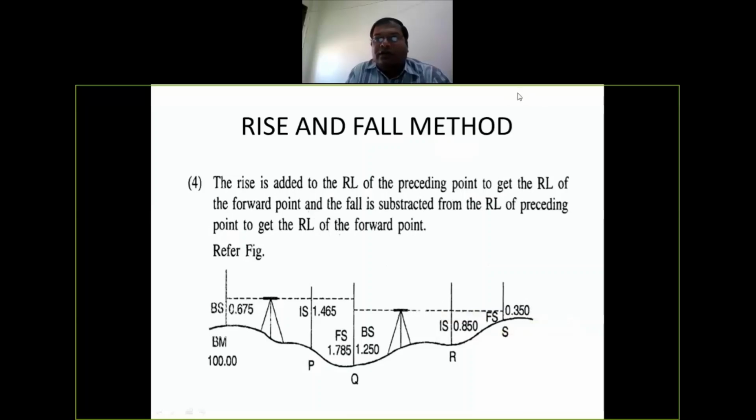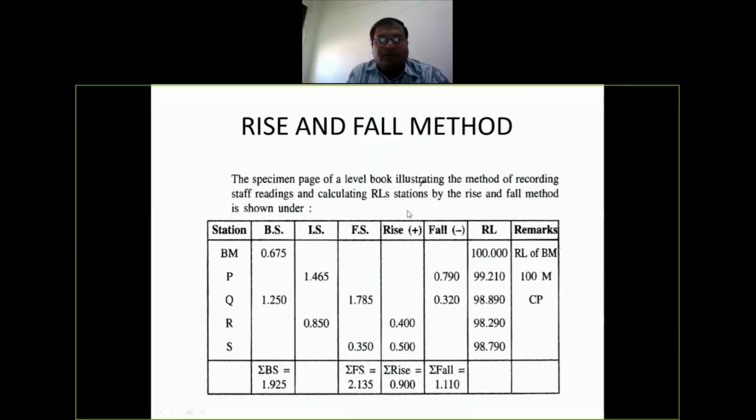Now what we have to do? You can see here, this table is given to you. You have to prepare this table. In the same way, station is there, backside value is there, IS value is there, foresight value is there. But instead of HI, you have to add two columns, that is rise, which indicates plus, and fall, which indicates negative. RL is the same and remark is there. So in the rise and fall method, as I've already discussed, we have to take the difference of two station points.